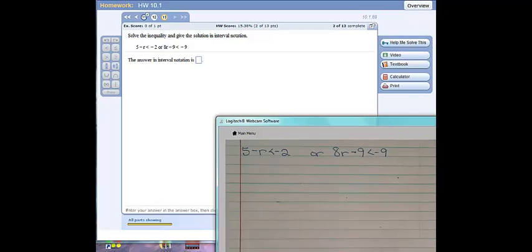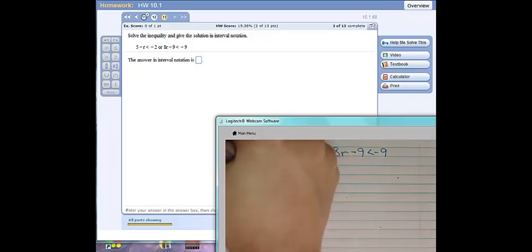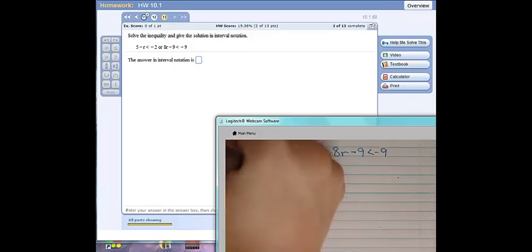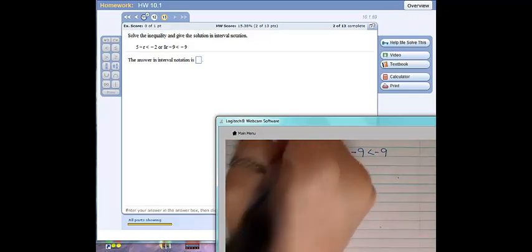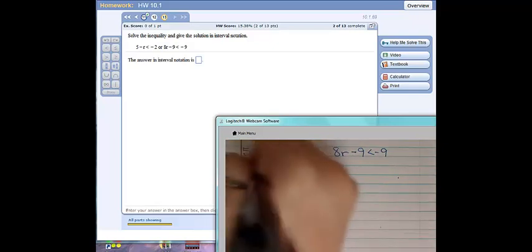So we need to get r by itself. So I'm going to subtract the 5 over, which will give me a negative 7. That negative out front has got to go away, so I need to divide both sides by negative 1. But when I do that, I have to remember to flip my sign, okay? So I have r is greater than 7.